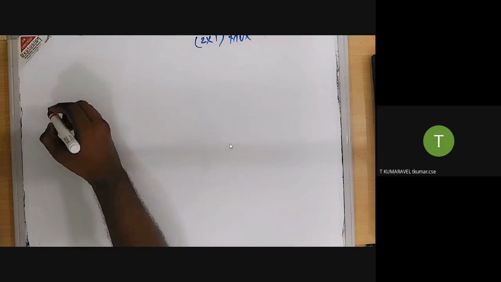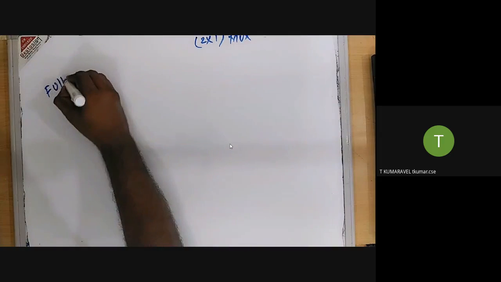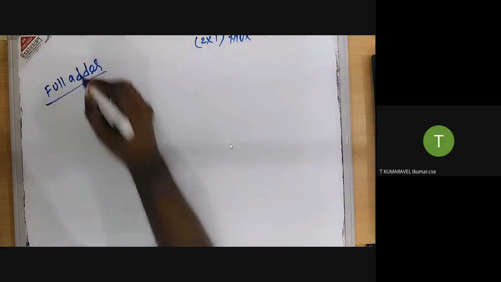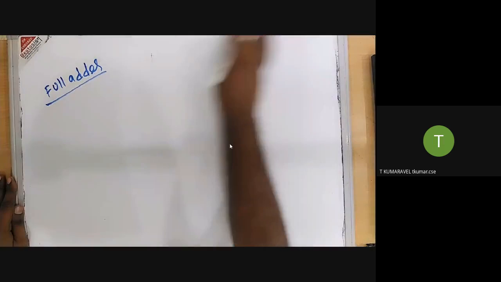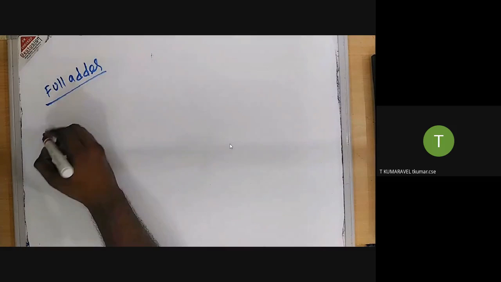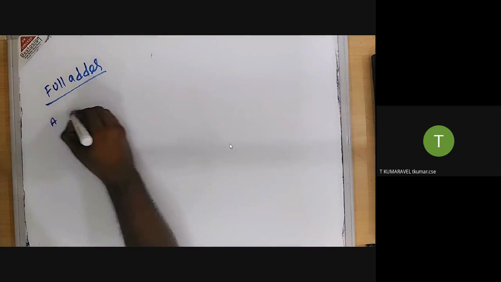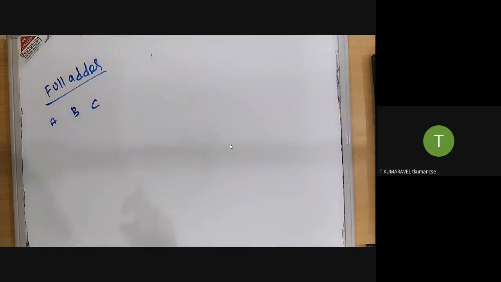Next, I'm going to implement the full adder using an 8 by 1 multiplexer. So what is the truth table for the full adder? The full adder is going to produce two outputs. One is called the sum, another one is called the carry. The full adder is a three variable function.